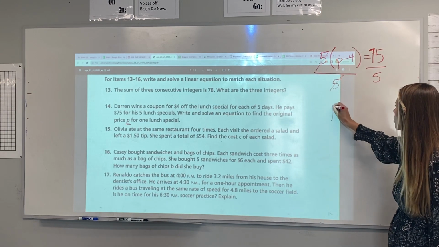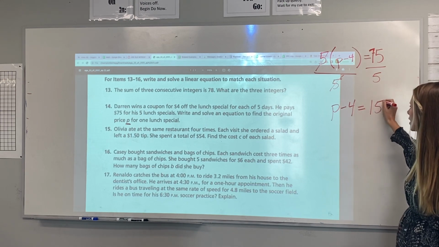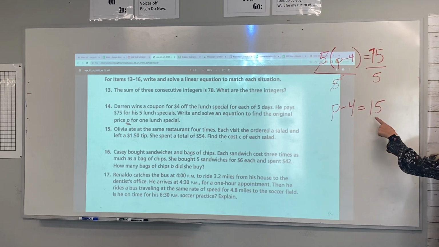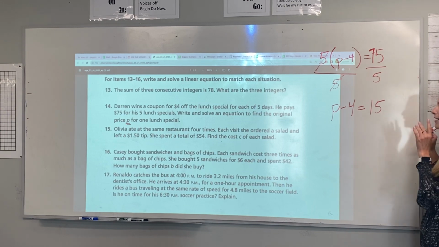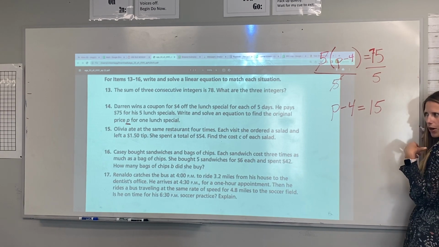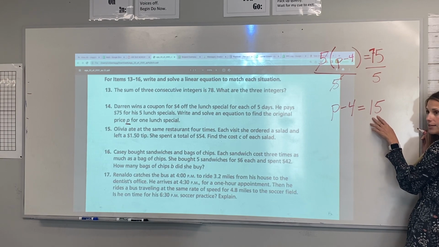We got p minus 4 equals 15. That's why I got confused by your question, because there was a 15 here, and I was like, why would we divide by 15 if we didn't even get there yet? Anyway, never mind. Good question, bad handwriting. Now, can anybody tell me what 15 represents?